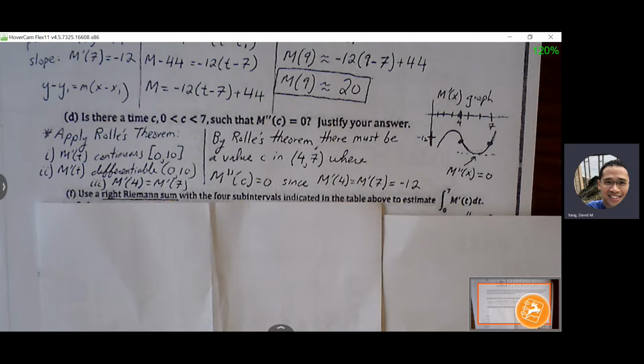Okay, part F, pretty straightforward, right? Riemann sum. So 4 subintervals, go to your table, and then start marking off your intervals. Subtract your x's or subtract your hours, and then you can get the width, and then you can pull the height from the second row, and then do width times height.